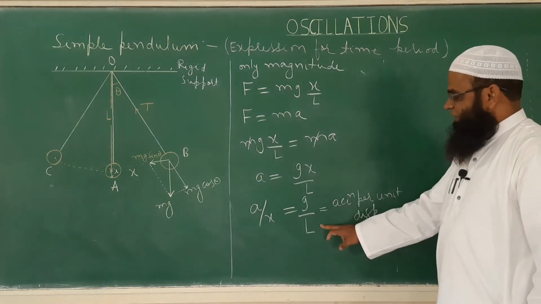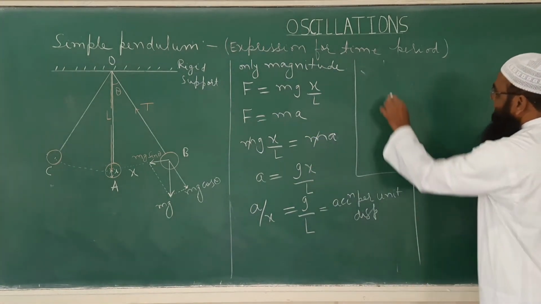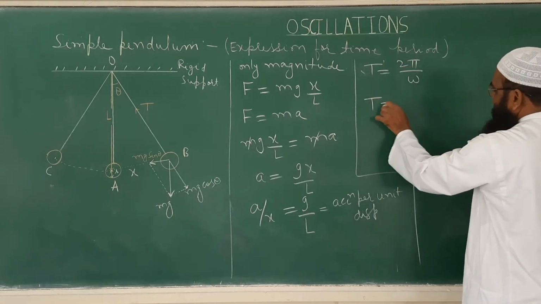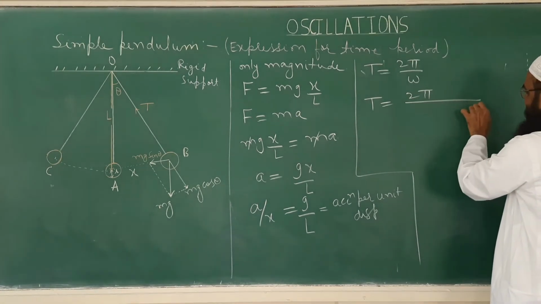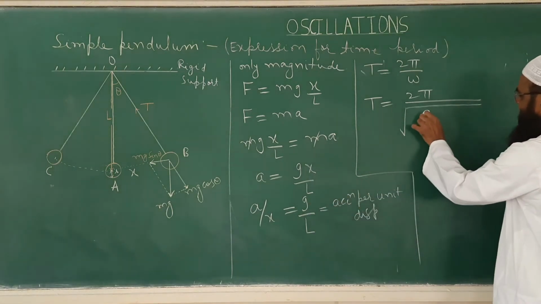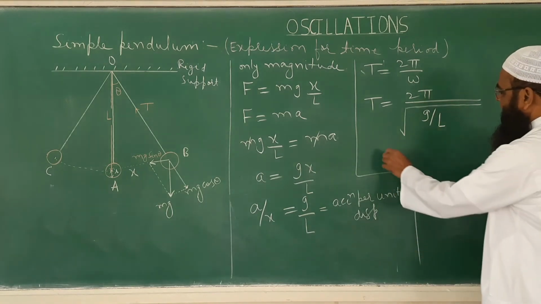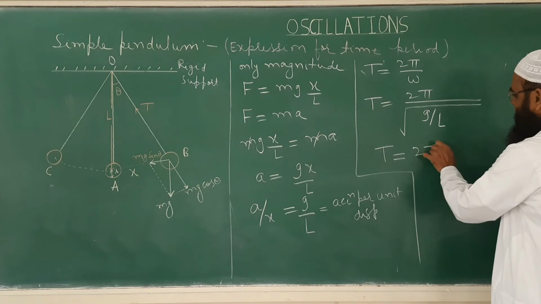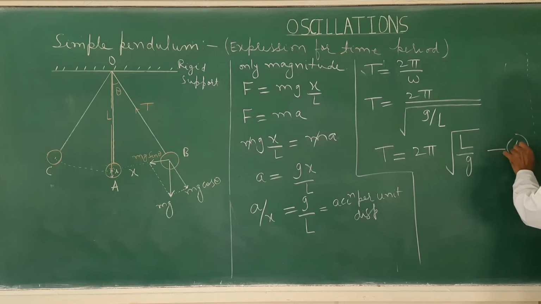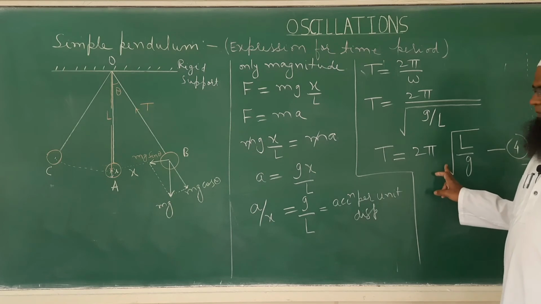So this value we can substitute in the time period equation. As we know, T is equal to 2 pi upon omega, and in place of omega we have written acceleration per unit displacement. So directly we can write g upon L. So T is equal to 2 pi upon square root of g upon L, or if we rearrange it, T is equal to 2 pi square root of L upon g. So this is nothing but the expression for the time period of a simple pendulum.